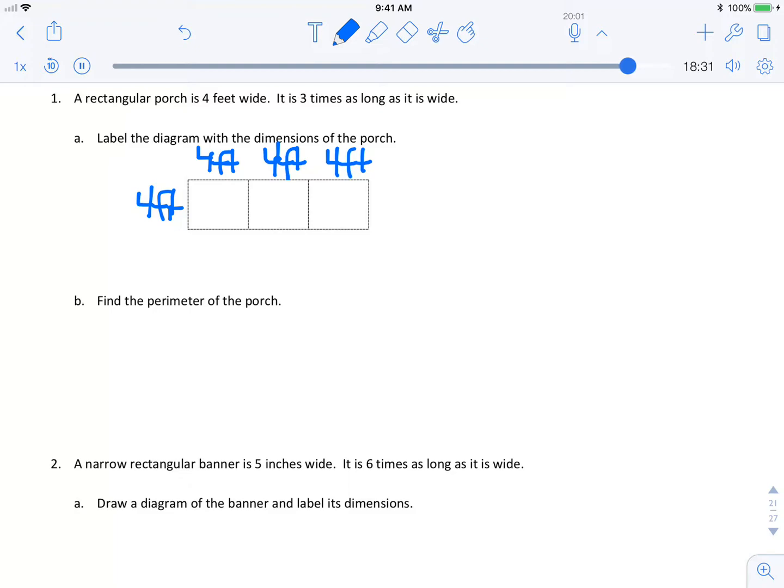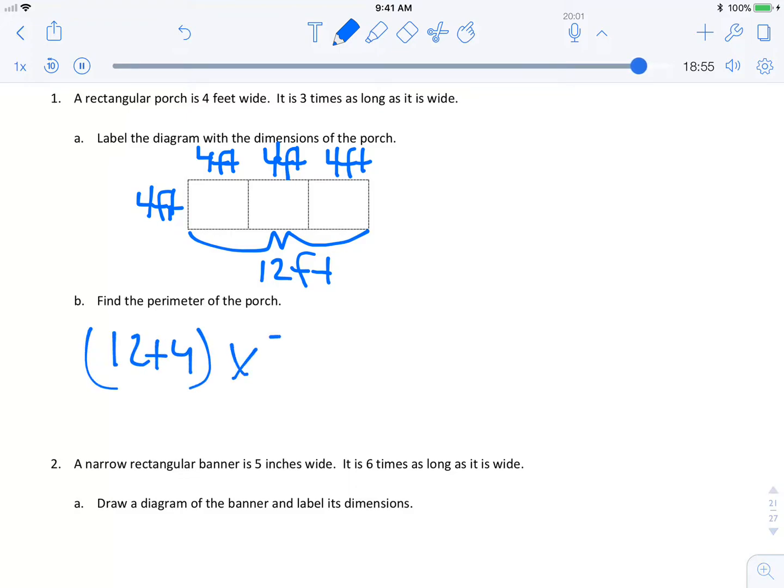Find the perimeter. Well, our length is 12 feet. So the perimeter would be 12 plus 4, which is 16. 16 times 2 is 32.